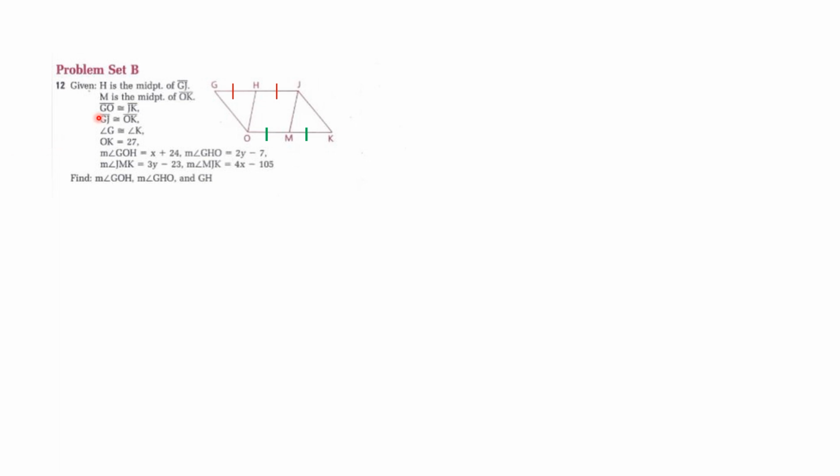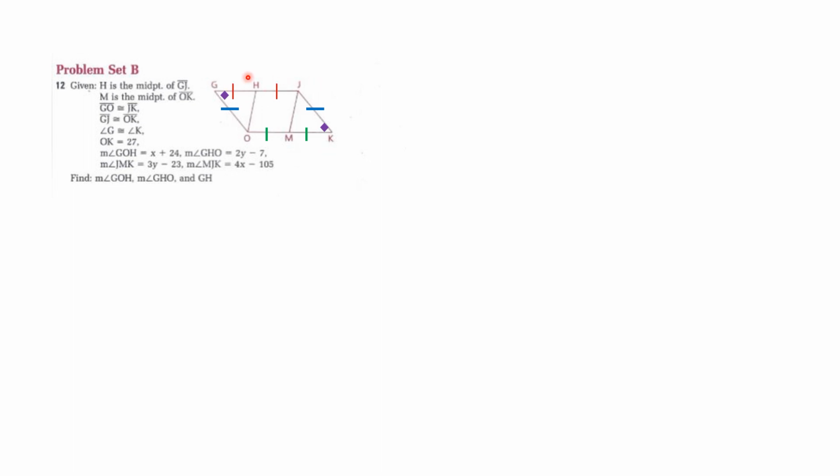Then they tell us GO is congruent to JK. GO right here, JK. Let's put tick marks in there. Would have been easier had they just said, hey, this thing is a parallelogram, but they didn't do that. So then they say angle G and angle K are congruent. So angle G is up here, angle K down there. Let's put little diamonds in because I'm running out of room. Then they tell us OK is equal to 27. So if OK has a length of 27, then GJ has that same length.